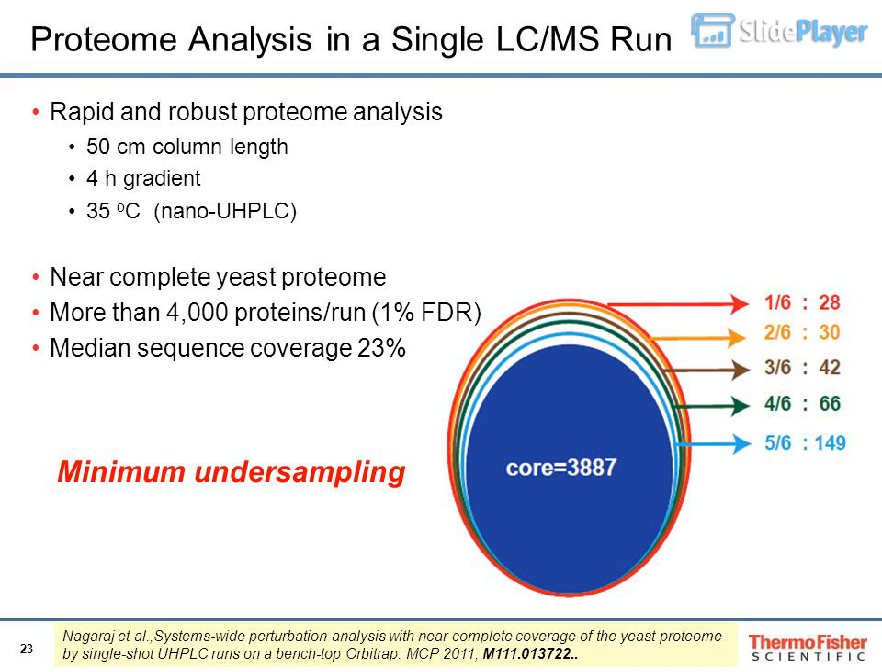Rapid and robust proteome analysis. 50 cm column length, 4 hours gradient, 35 °C, nano-UPLC. Near complete yeast proteome. More than 4,000 proteins per run, 1% FDR. Median sequence coverage 23%. Figure C. The median sequence coverage of individual runs after matching is around 17%. The median sequence coverage from the combined run for 4,206 proteins was 23.4%, as shown.